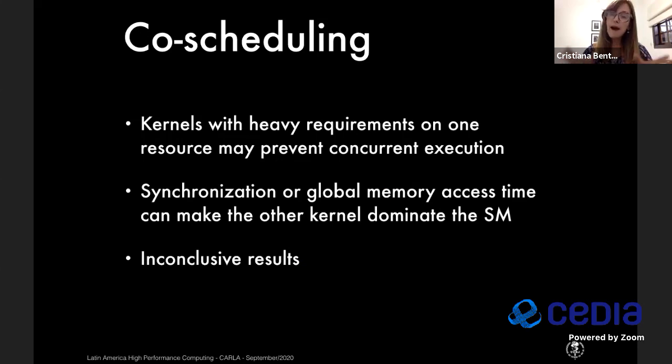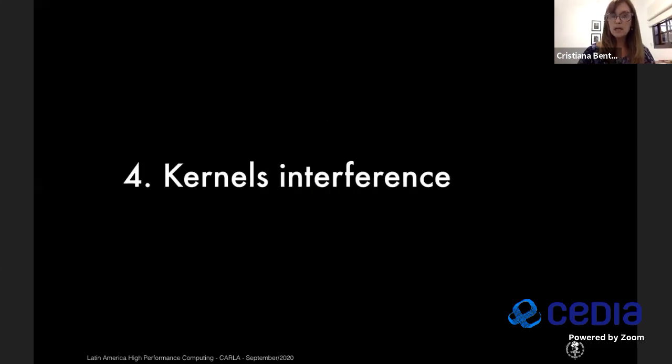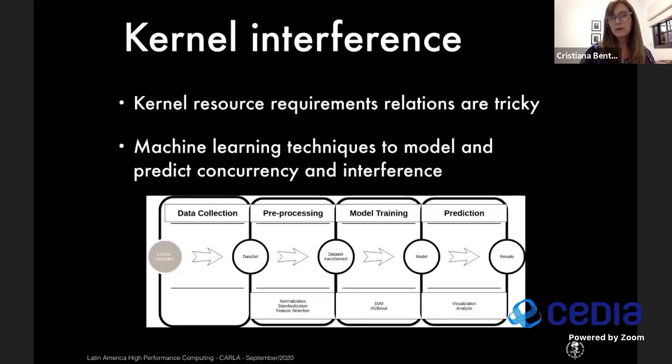It is really hard to get a general rule on which kind of kernels will run better if they run concurrently on the GPU. So based on these inconclusive results, we tried to study how one kernel interferes in the execution of other kernels. We had a study on kernel interference, due to that conclusion that resource requirement relations are tricky.